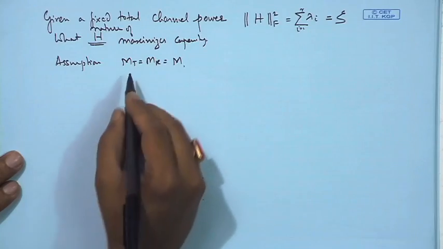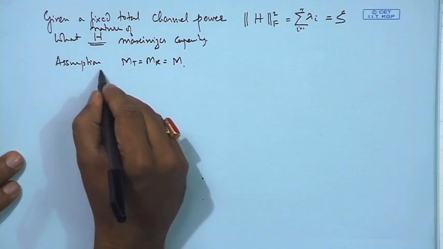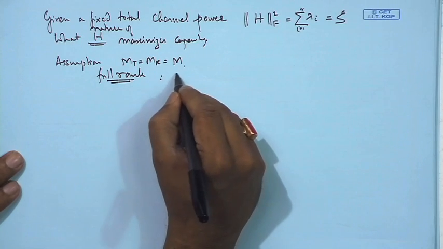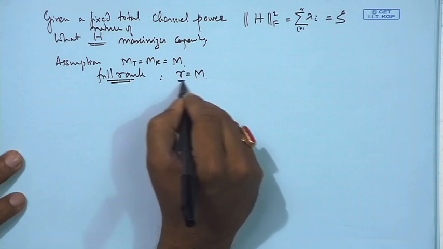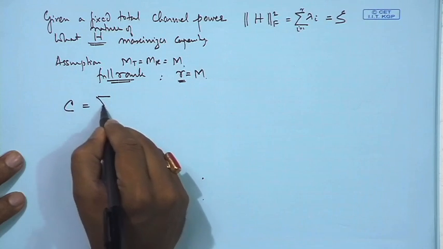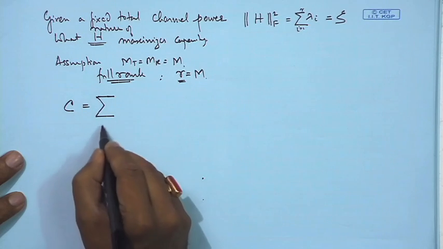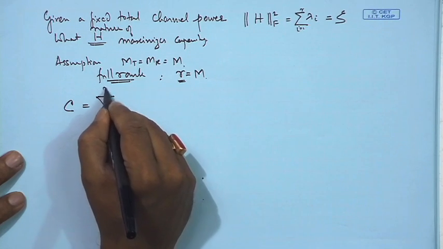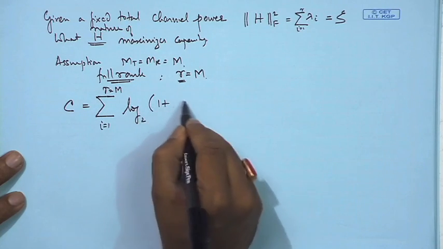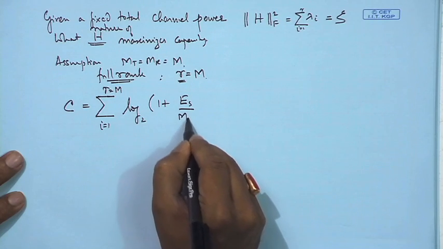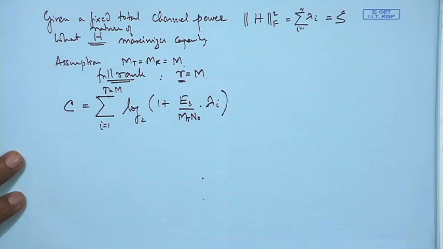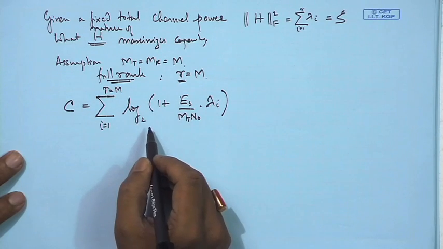With this, we will also assume it is full rank. This also helps us in looking through the expressions. Therefore r is equal to m. So we use the expression we arrived at in the previous discussion, that capacity equals the sum over i equals 1 to r, which is equal to m times log base 2 of 1 plus Es upon Mt N naught times lambda i, right, and this is the expression we have.